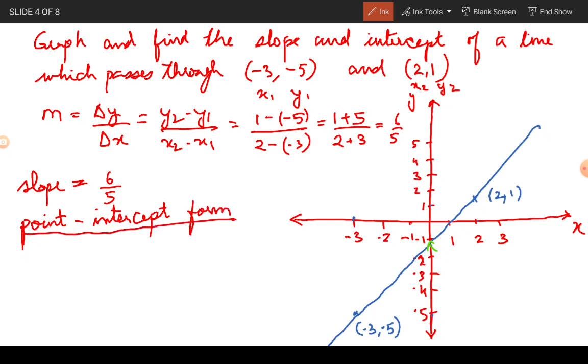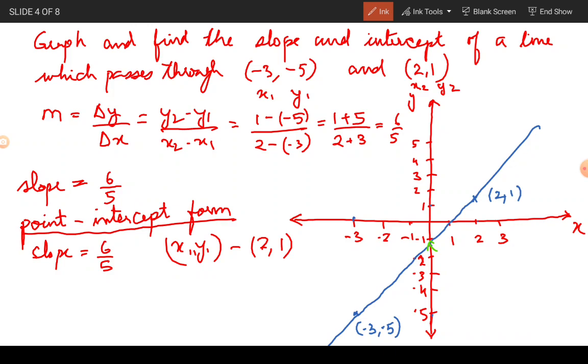Okay, in the point-slope form, the equation takes this form. You need the slope and coordinates of any one point. So we know that slope is equal to 6/5, and you need the coordinates of any one point on the line. So I'm going to take 2, 1 as the point. You might take -3, -5, or you can take any one of the points from the straight line that you have plotted.